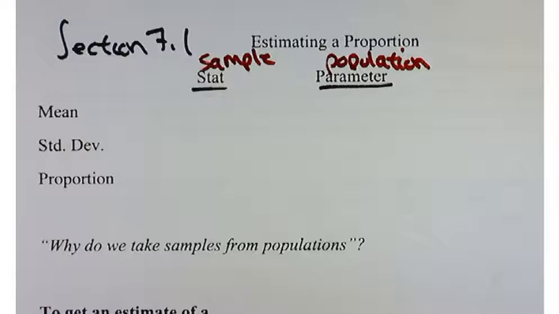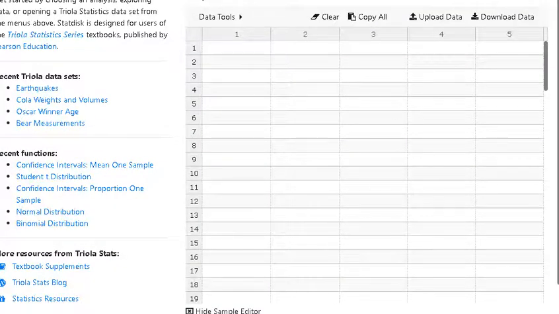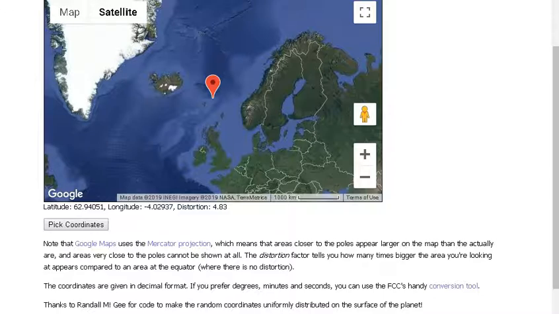I had you go out onto a website, random.org, and generate points here that were either on the ocean or in land, and you obtained 36 of them, and you got an estimate of the proportion of the Earth's surface covered by water. So, cool, but what does that mean for us here?